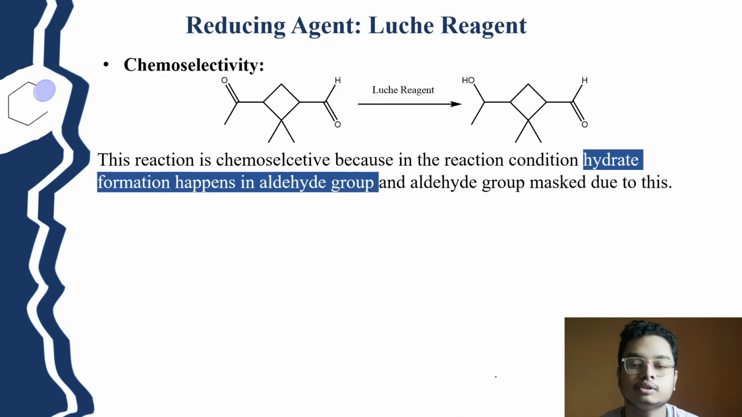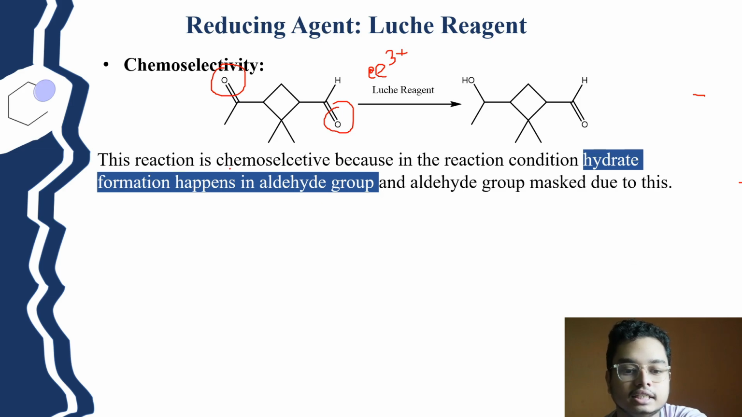Now let us talk about the chemoselectivity that I already discussed in our second slide itself, that is, why there is an affinity of Ce3+ to chelate with the ketone itself rather than the aldehyde. And this affinity makes the reaction chemoselective in nature. So basically the reaction is chemoselective because in the reaction condition, that is in the presence of alcohol solvent, hydrate formation happens in the aldehyde group, and the aldehyde group is masked due to this.